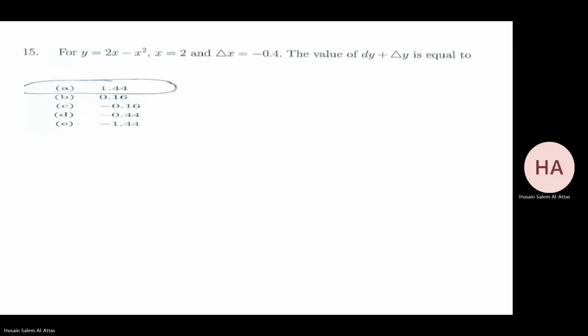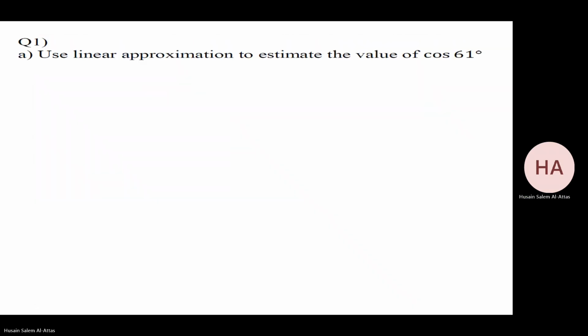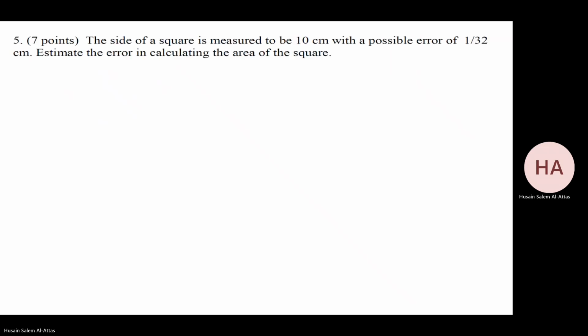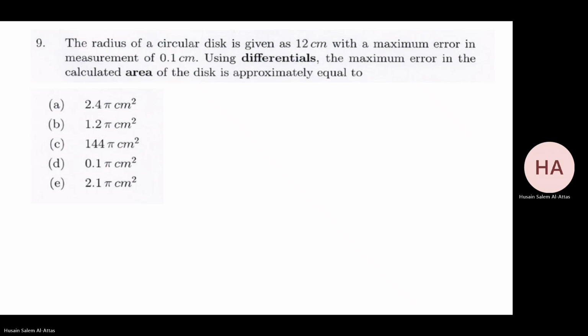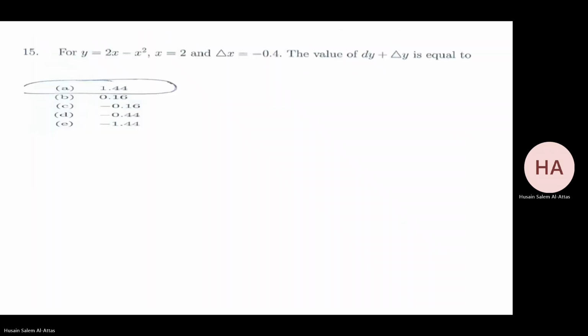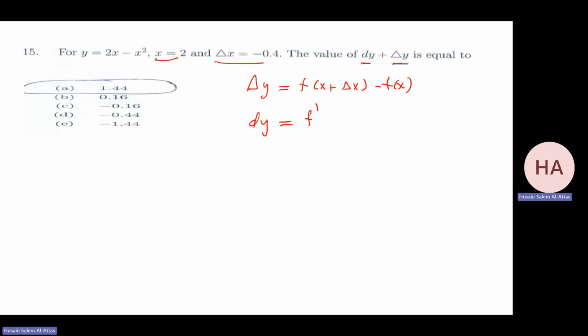Okay. Yeah, I think we are almost there. Okay. y equals this, x equals this, delta x equals this. Find dy and delta y. Okay, let us remember the formulas. Delta y equals f of x plus delta x minus f of x. Small dy is f prime at x dx. Now let us just plug the numbers, do the calculations, and we'll get the answer.